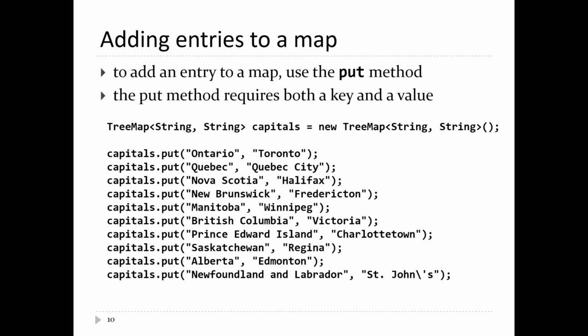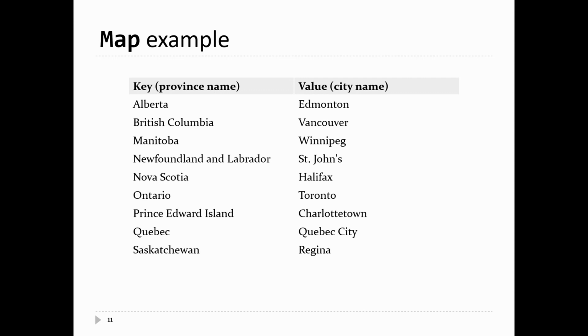So often when you use put, you're looking at the return value of put to determine whether or not it put a new entry into the map, or if it replaced an existing value in the map. So keep that in mind when you're using put. After putting in those 10 entries into the map, you end up with the following map.